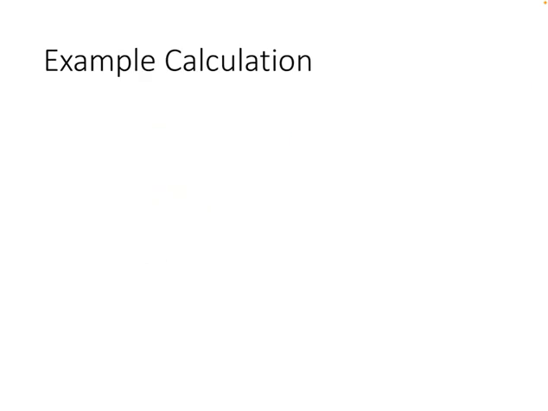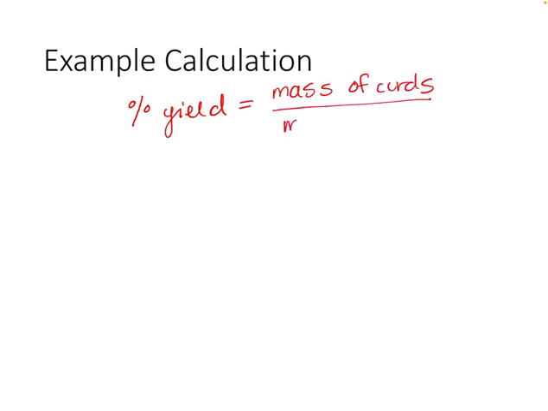All right, so let's do an example calculation for part A of the lab where we created curds and whey. So in your lab assignment, you'll be asked to calculate a percent yield for this reaction. And that's going to be equal to the mass of curds that were produced divided by the mass of milk that we started with. And then we'll multiply that by 100.